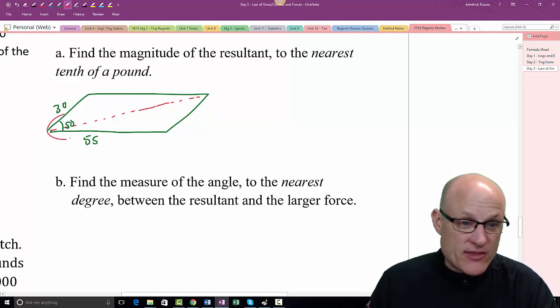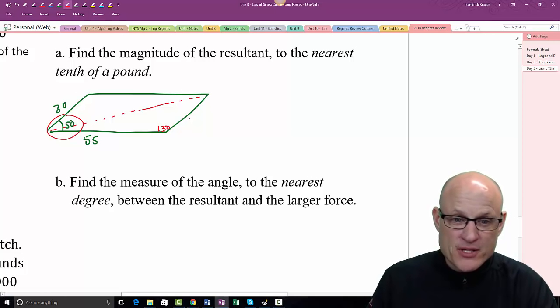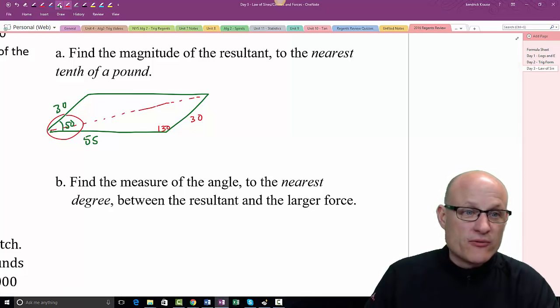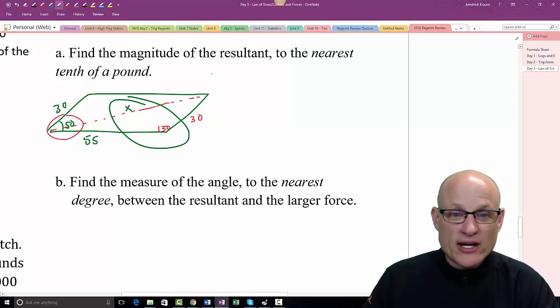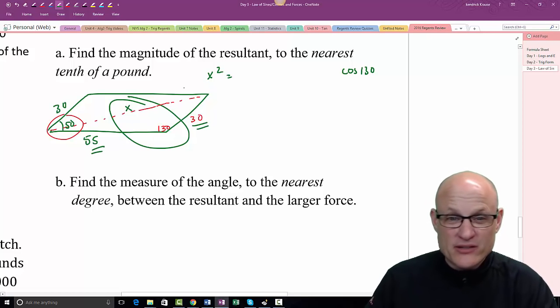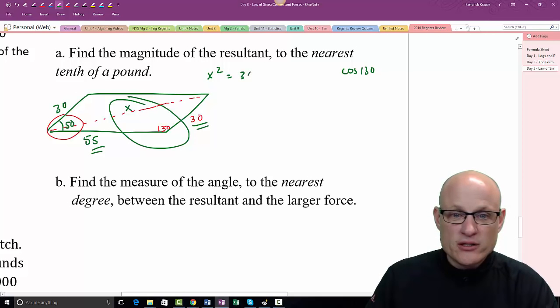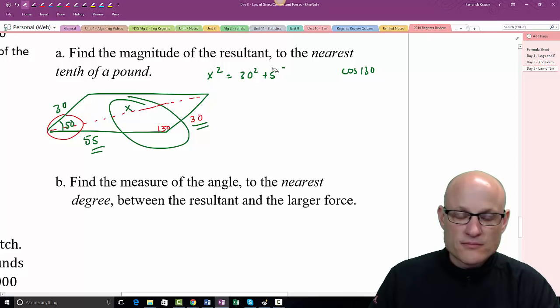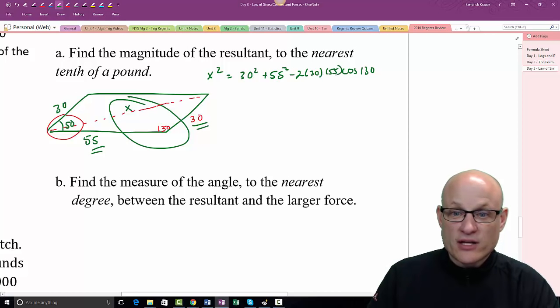Now wait a second. We just decided that this angle and this angle have to add up to 180. So that has to be 130. This is 30. And we are looking for x. So those have to go on the outside. X squared, cosine 130. Then we're going to use the other two sides for the A and B stuff, or the B and C stuff. So 30 squared plus 55 squared minus 2 times 30 times 55 times the cosine of 130.